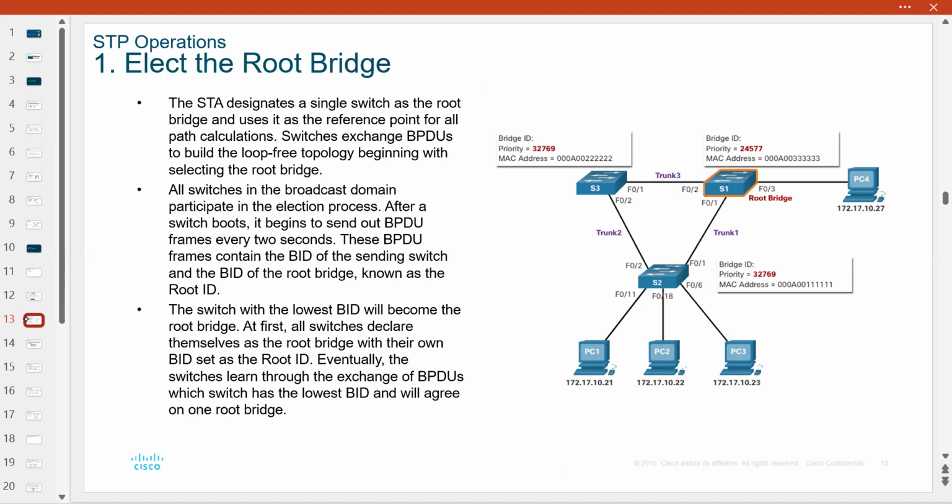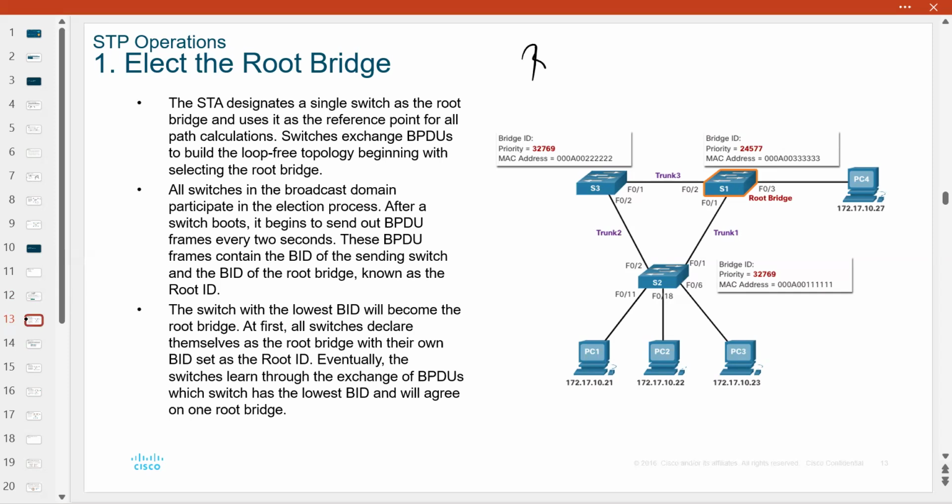How does the network elect the root bridge? The STA designates a single switch as the root bridge and uses it as a reference point for all path calculations. All switches in the broadcast domain participate in the election process. The switch with the lowest BID will become the root bridge.